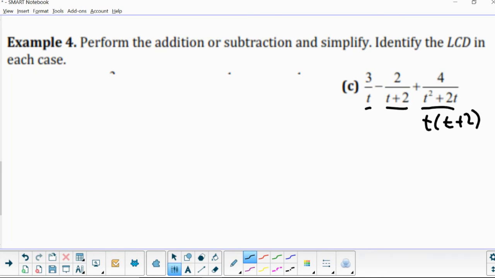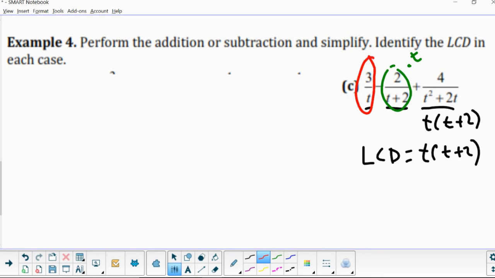So now we just need to figure out what our least common denominator is going to be. So I'm just going to keep working that out over here. Well, it needs to have a T, right? And we need to have a T plus 2. And that would be our common denominator. So the last rational expression has the denominator we need. For the second one, we've got to multiply everything by T. And for this one, we're going to have to multiply by T plus 2, right? Good. So now let's go ahead and work that out.